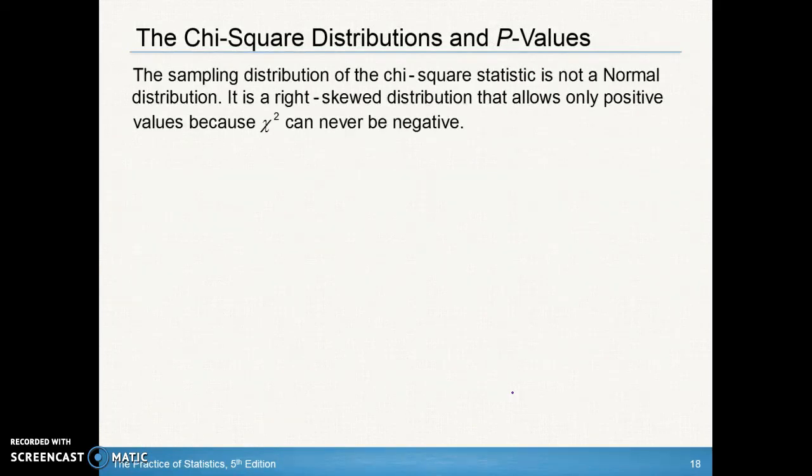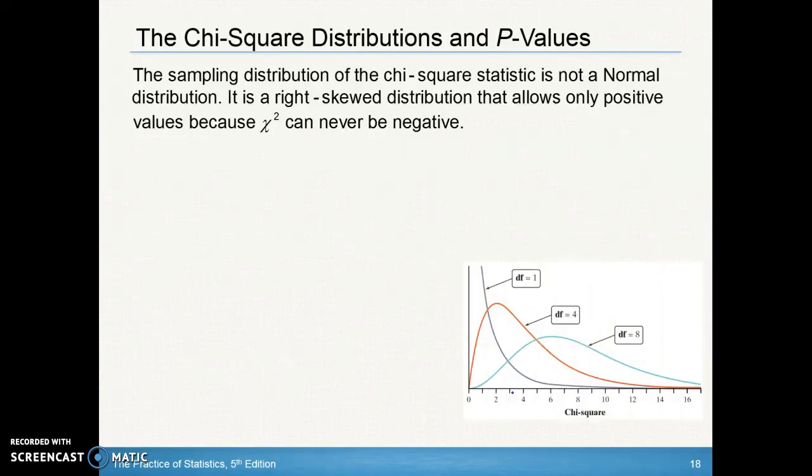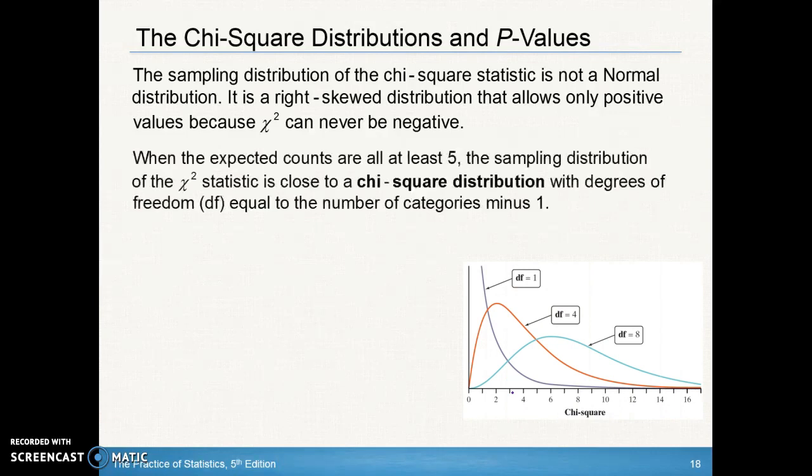All right, so let's take a look at the sampling distribution of the chi-square statistic. It's actually not a normal distribution. It's right skewed, which means that we're only going to have positive values. Because notice when we did our observed minus our expected, we squared them, and that made all of my values positive. So how are we going to be able to tell if the sampling distribution that we're looking at is a chi-square distribution? It will never look normal. It is always going to be right skewed like this.